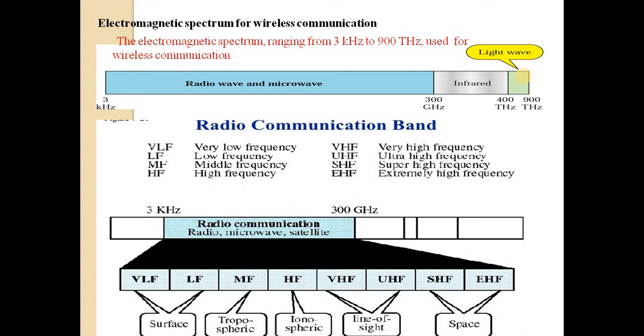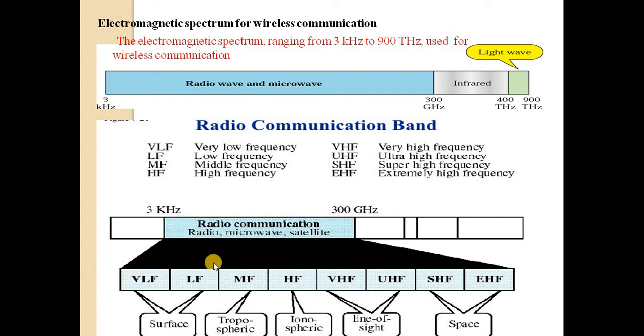The figure shows the communication band for unguided media or radio communication band. In this figure, VLF means very low frequency, and it ranges from 3 to 30 kilohertz. Next is low frequency. It ranges from 30 to 300 kilohertz.